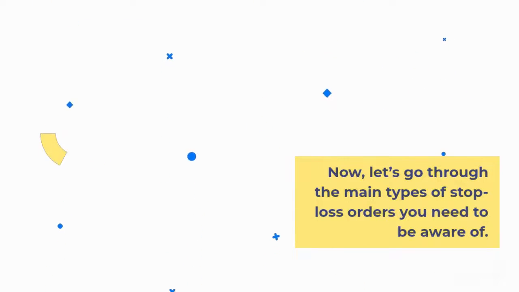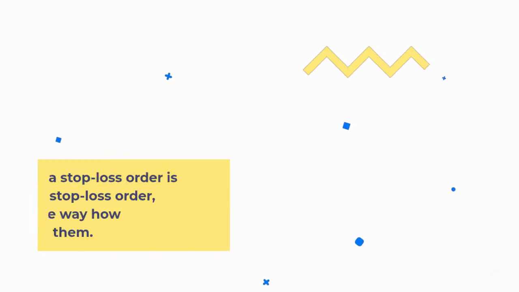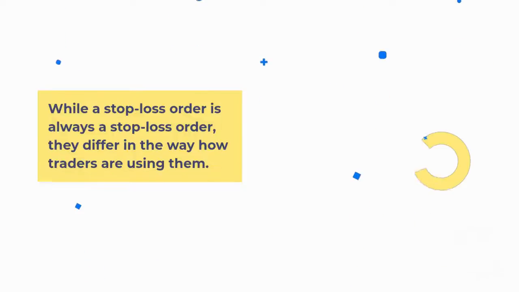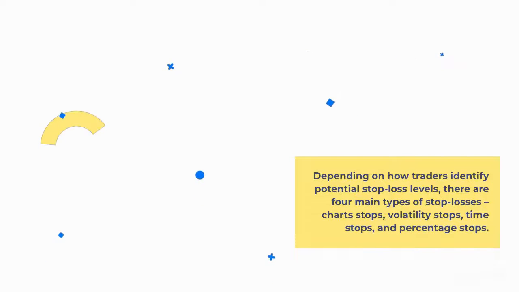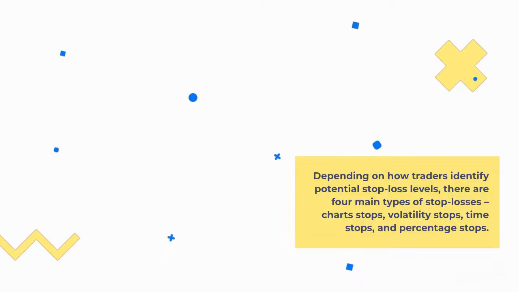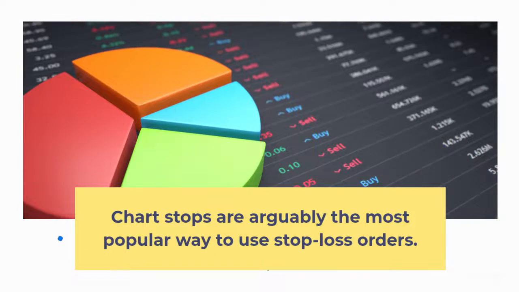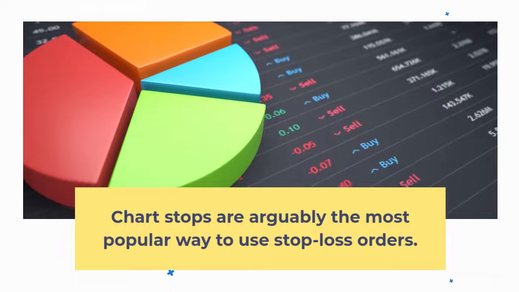Now, let's go through the main types of stop-loss orders you need to be aware of. While a stop-loss order is always a stop-loss order, they differ in the way traders are using them. Depending on how traders identify potential stop-loss levels, there are four main types of stop-losses: chart stops, volatility stops, time stops, and percentage stops. Chart stops are arguably the most popular way to use stop-loss orders.